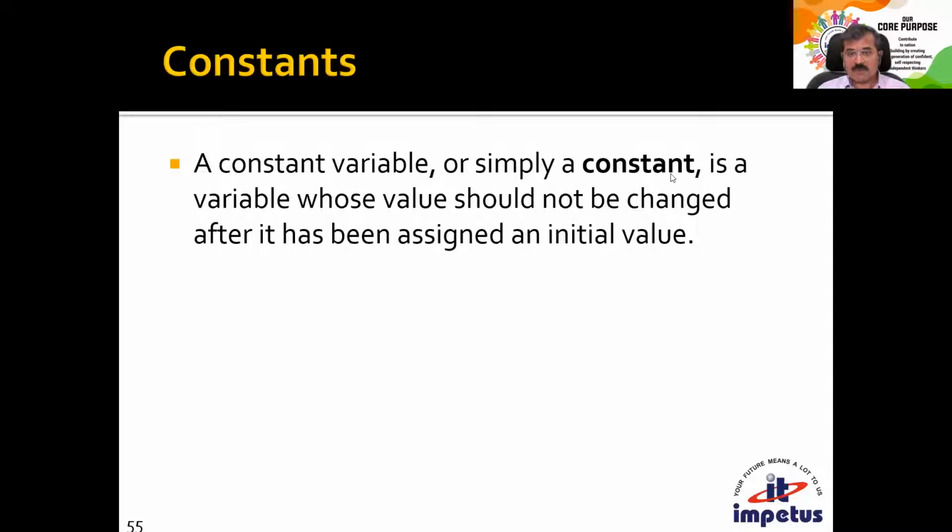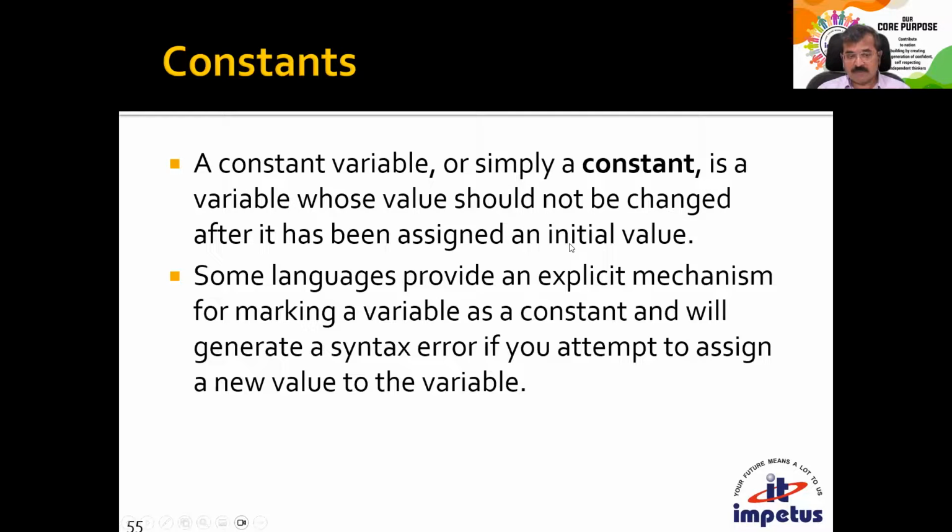A constant variable, or simply constant, is a variable whose value should not change after it has been assigned an initial value. So that's the basic idea. That means if I create a variable, it should be such that its value will never change. It's only read-only. You cannot change the value of that variable. Some languages provide an explicit mechanism, like in C and C++, we have a keyword called const. In Java, we have a keyword called final. Those are the ways in which those languages can define something called a constant.